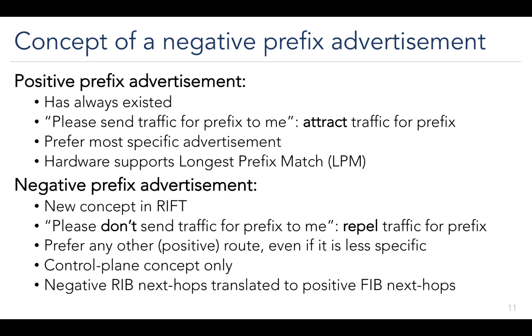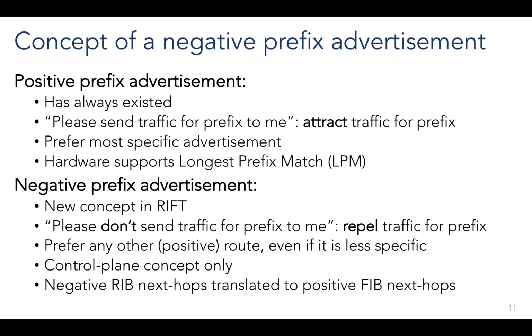In order to understand the concept of negative disaggregation in Rift, you first need to understand the concept of negative prefix advertisements. All routing protocols up until now have used what Rift would call a positive prefix advertisement. When a routing protocol advertises a prefix, it is saying, I know how to reach that prefix. If you have any traffic to send to that particular prefix, you can send it to me and I will get it to its final destination. So in other words, a positive prefix advertisement is used to attract traffic for a certain prefix.